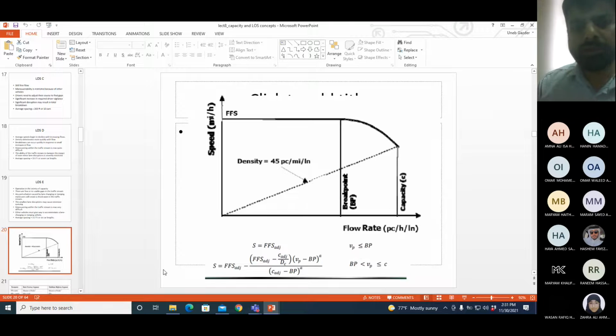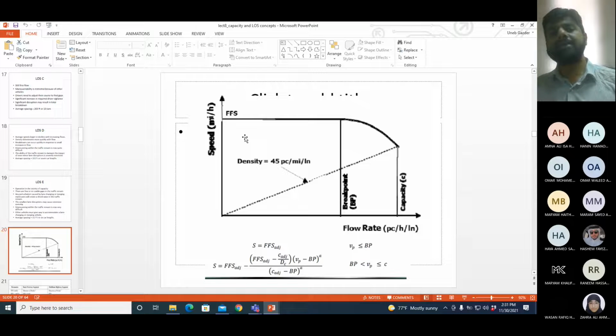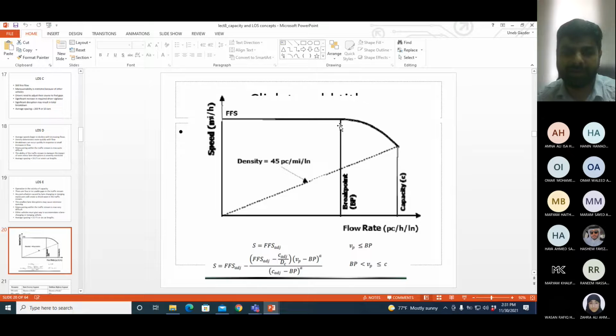Like I mentioned earlier, there is a certain range of flow up to which the average speed of the highway does not go below free flow speed. So that is that portion. Your speed is still at free flow level. Although the flow is increasing, it is not so high that the speed would decrease. This point is up to level of service C usually.